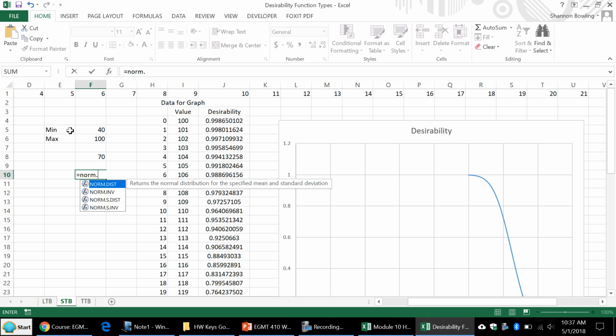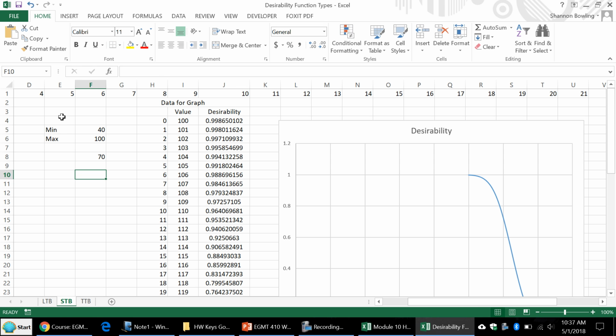No, normal dist, I'm sorry. Normal dist. The x value, 70. This is what I want to know, where it falls in the percentiles. The mean, well, I went too far. Let's go ahead and calculate the average, and let's calculate the standard deviation.